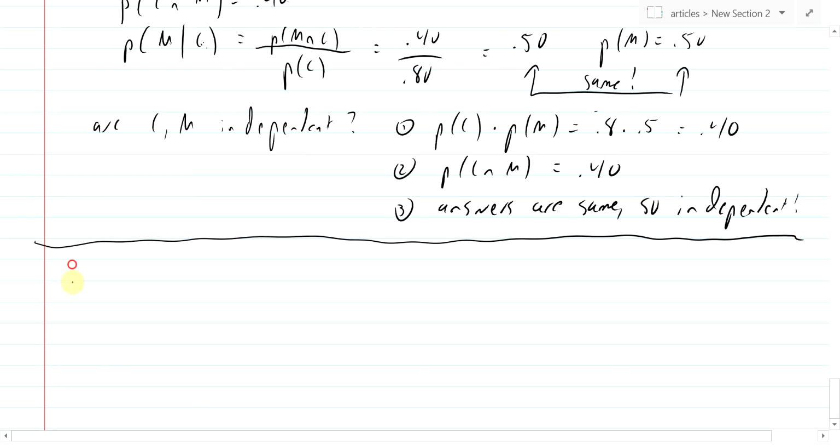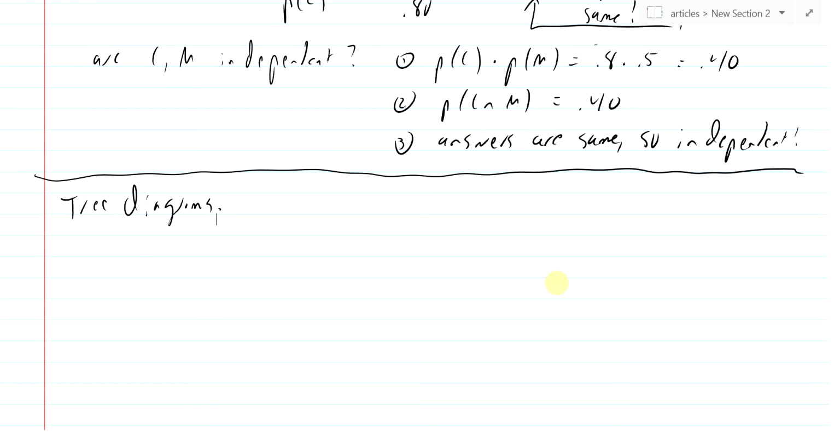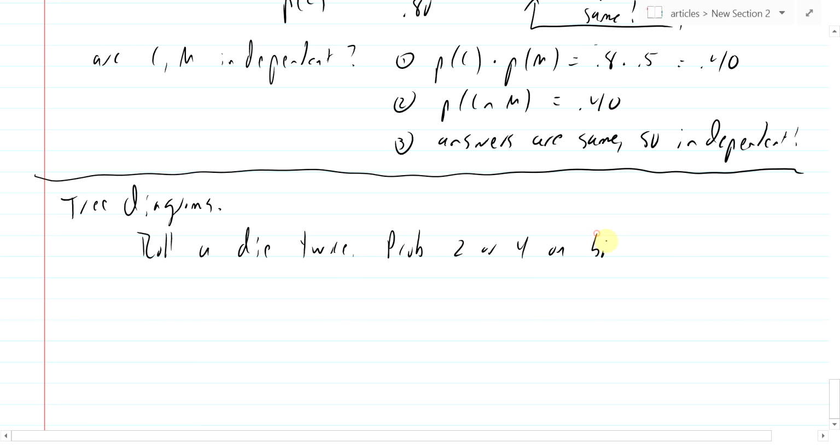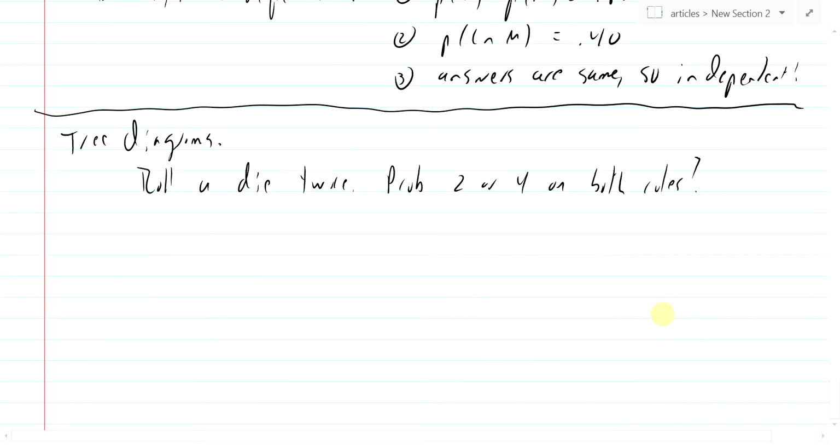Tree diagram problems. Tree diagrams are really useful things, and we'll ask a question. Roll a die twice. What's the probability to get 2 or 4 on both rolls? And that is actually just the multiplication principle. We want to know the probability of getting a 2 or 4 on the first roll, and the probability of getting a 2 or 4 on the second roll, and you multiply them together.